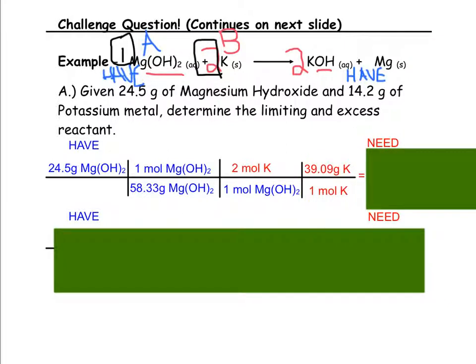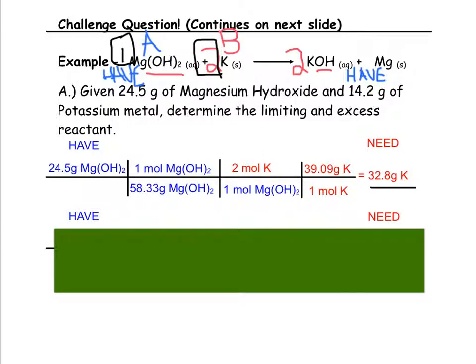And then we have to do our third and final step, which is going to be our molar mass of potassium. So there's 1 mole of potassium per 39.09 grams of potassium. And that gives us a final answer equal to 32.8 grams of potassium. Now again, this is telling me how much we need. So to use up every last bit of magnesium hydroxide that I have, I would need 32.8 grams of potassium.